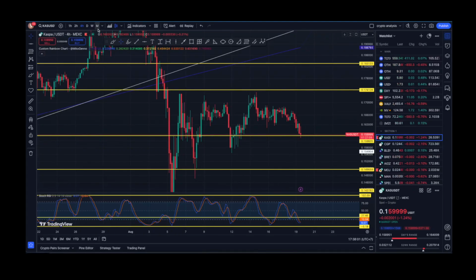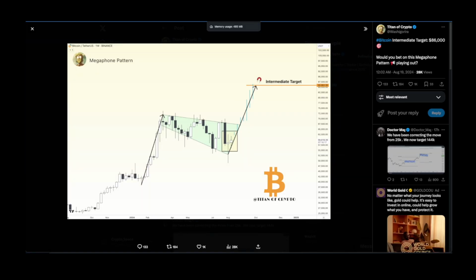So we are going to talk about Kaspa, its recent price action, and of course we are going to cover a couple of interesting charts for BTC and altcoins as well.